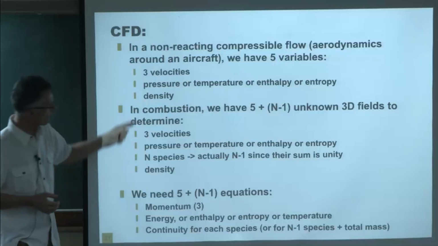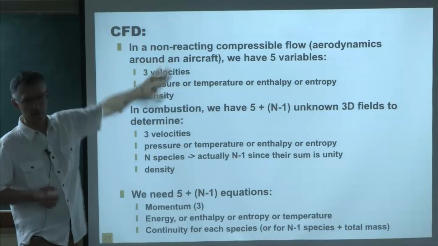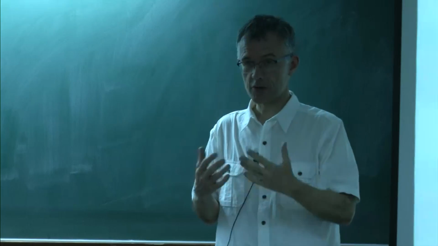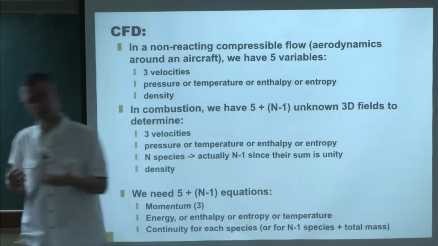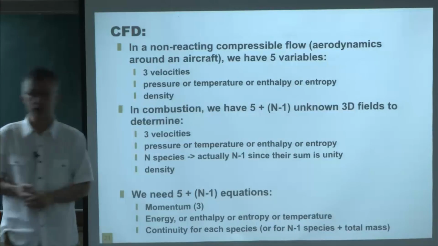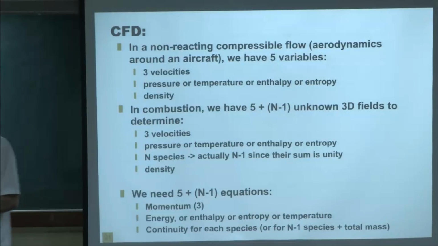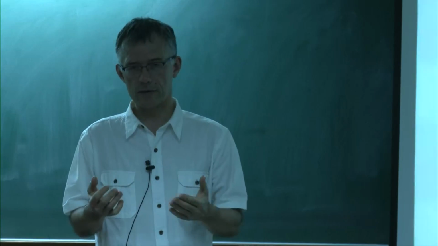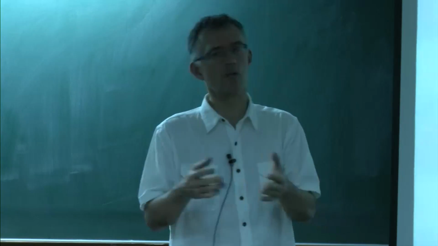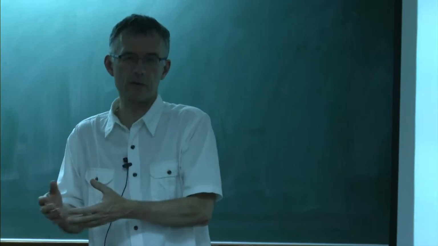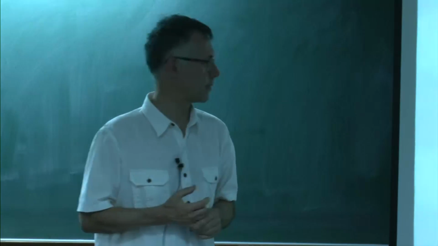You see that, by the way, when we had 5 unknowns and 5 equations of conservation, here we jump to 5 plus n minus 1 unknowns and 5 plus n minus 1 equations. And n can be large. If you're talking about a 1D flame code with 300 species, you go from a problem where you have to solve 5 equations to a problem where you have to solve 305 equations. That's going to be a big job.